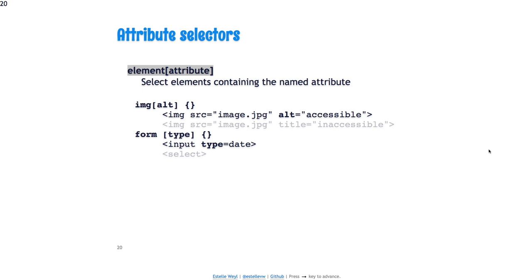Okay. Next we have attribute selectors. I'm going to start off with the ones that have been around the longest. One is, does the attribute exist? And that's all it does. So it's element, bracket, attribute. So the first one says, any image that also has an alt attribute. So it's the image element with an alt attribute.